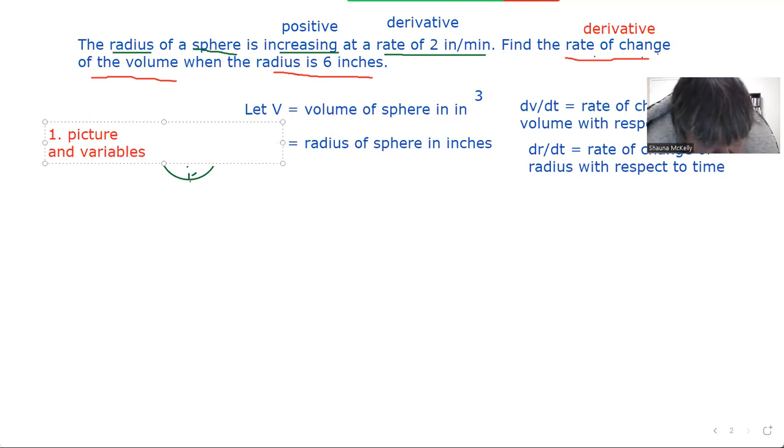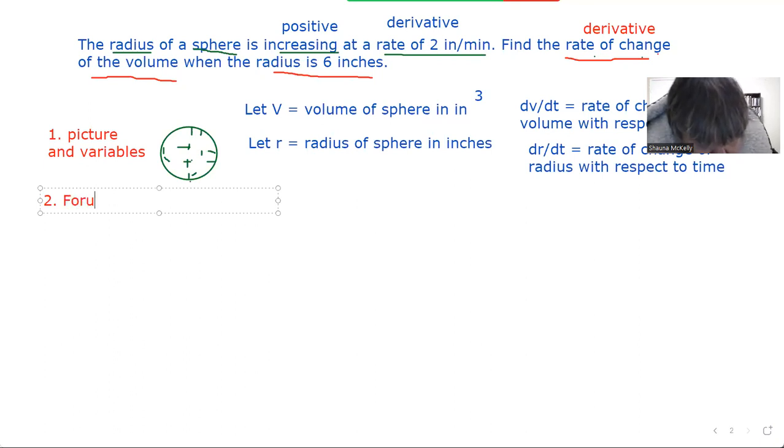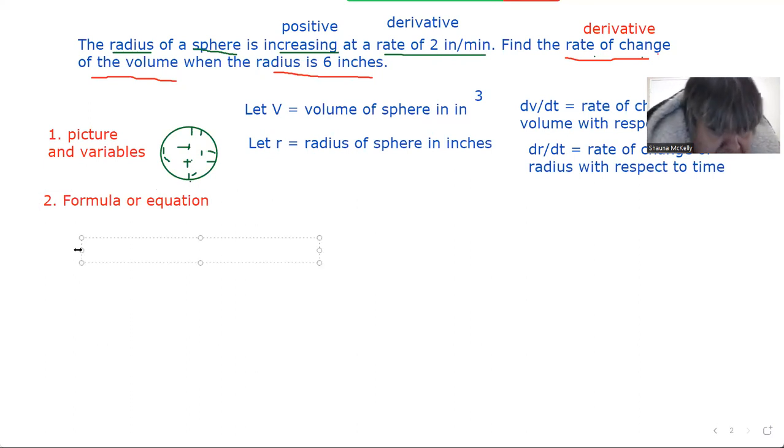Step 2 is going to be our formula or equation. Sometimes it's not a formula from geometry. This one happens to be a formula. If you don't remember it, look it up. We're relating volume of a sphere to the radius.